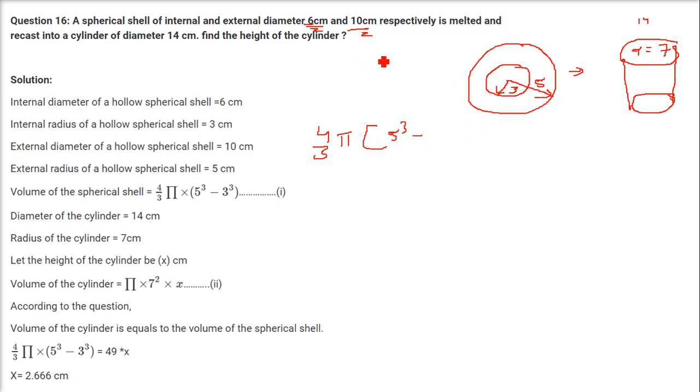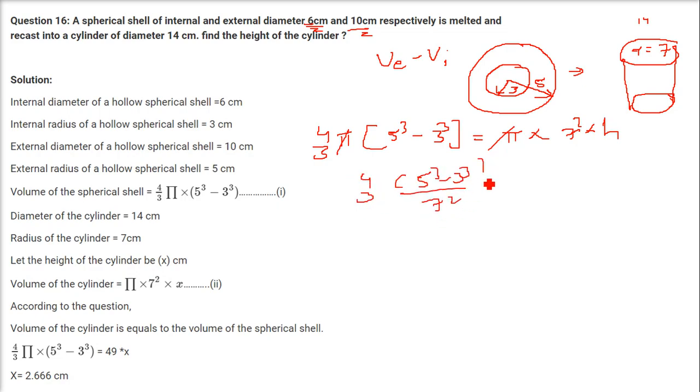So volume of external one minus volume of internal one will be the volume actually. So 5 cube minus 3 cube. This is equal to the volume of this one, pi into r square, which is 7 square, into h. H we don't know. Let us say it is h. Pi cancels. 4 by 3, 5 cube minus 3 cube by 7 square. And the height, if you compute it, will be 2.666 centimeter. I hope you'll be able to do it. This is 2.666 centimeter. Just verify.